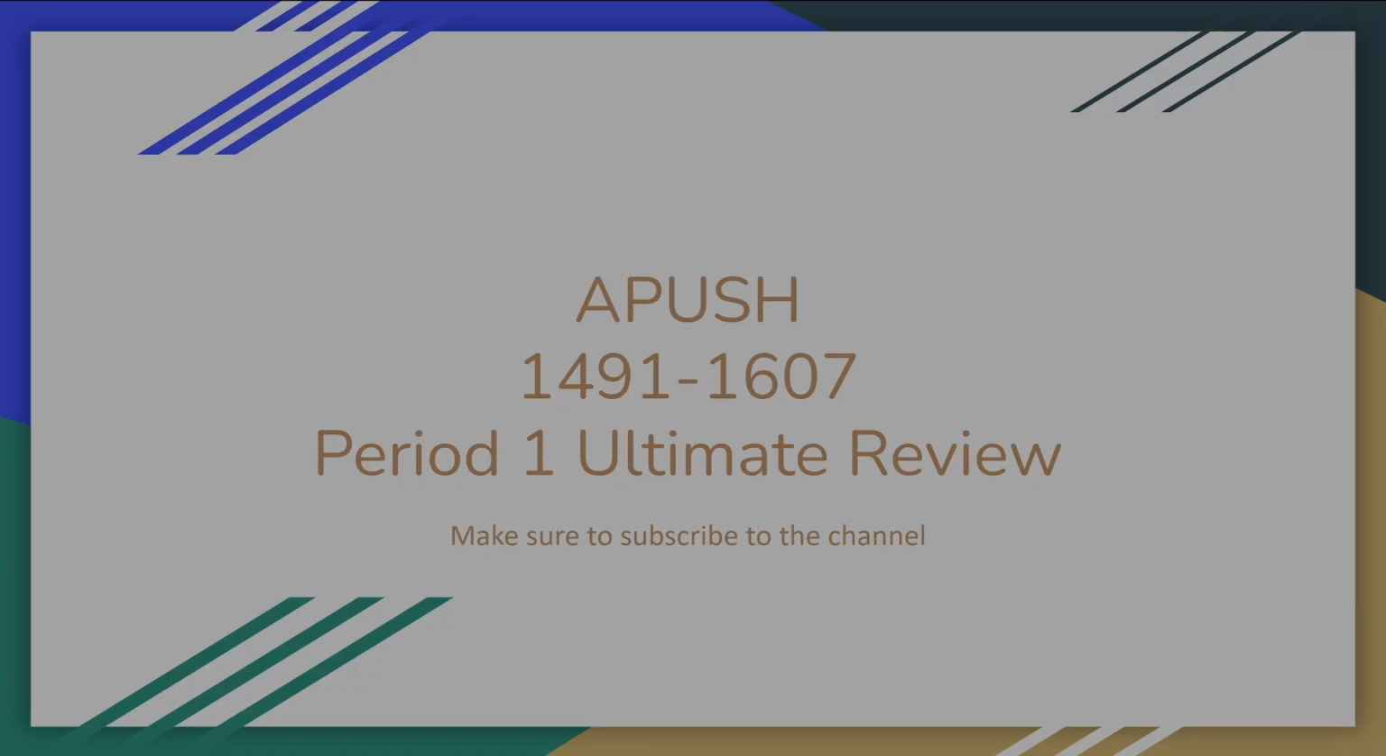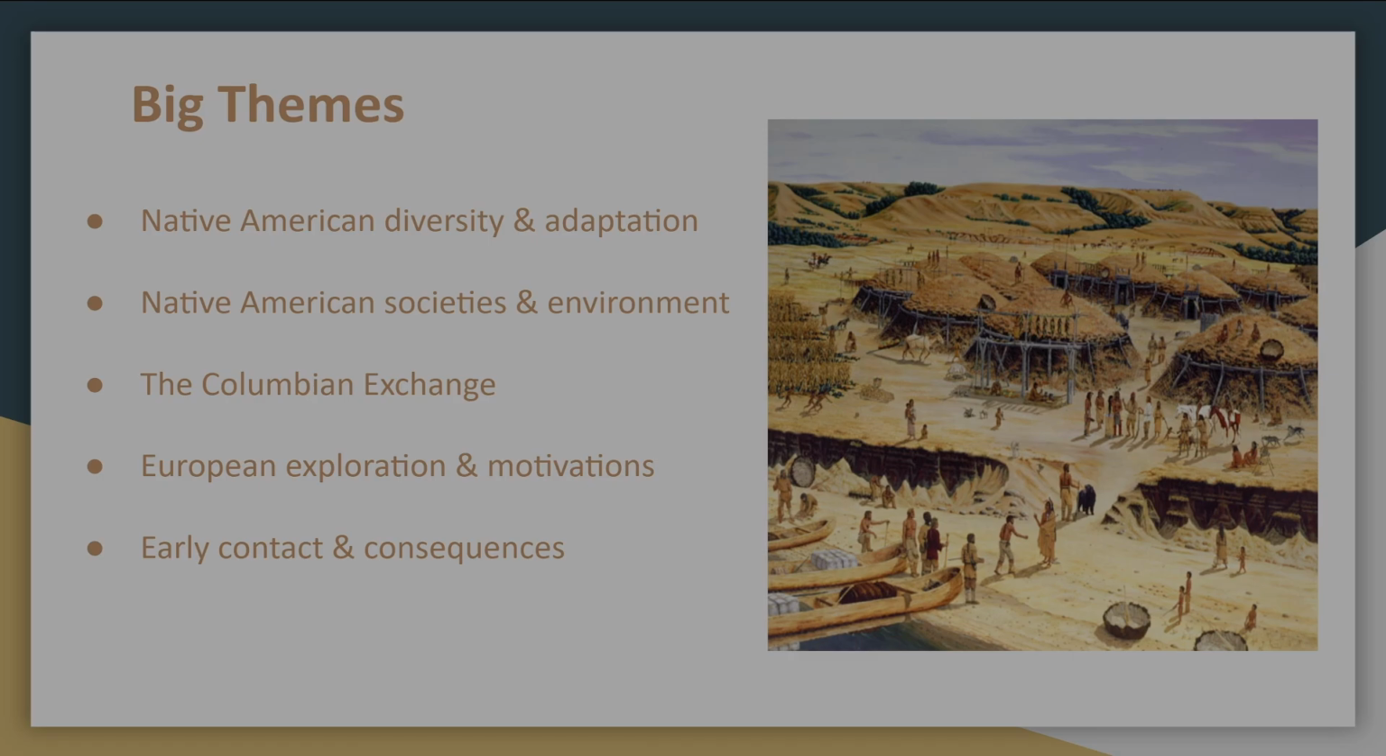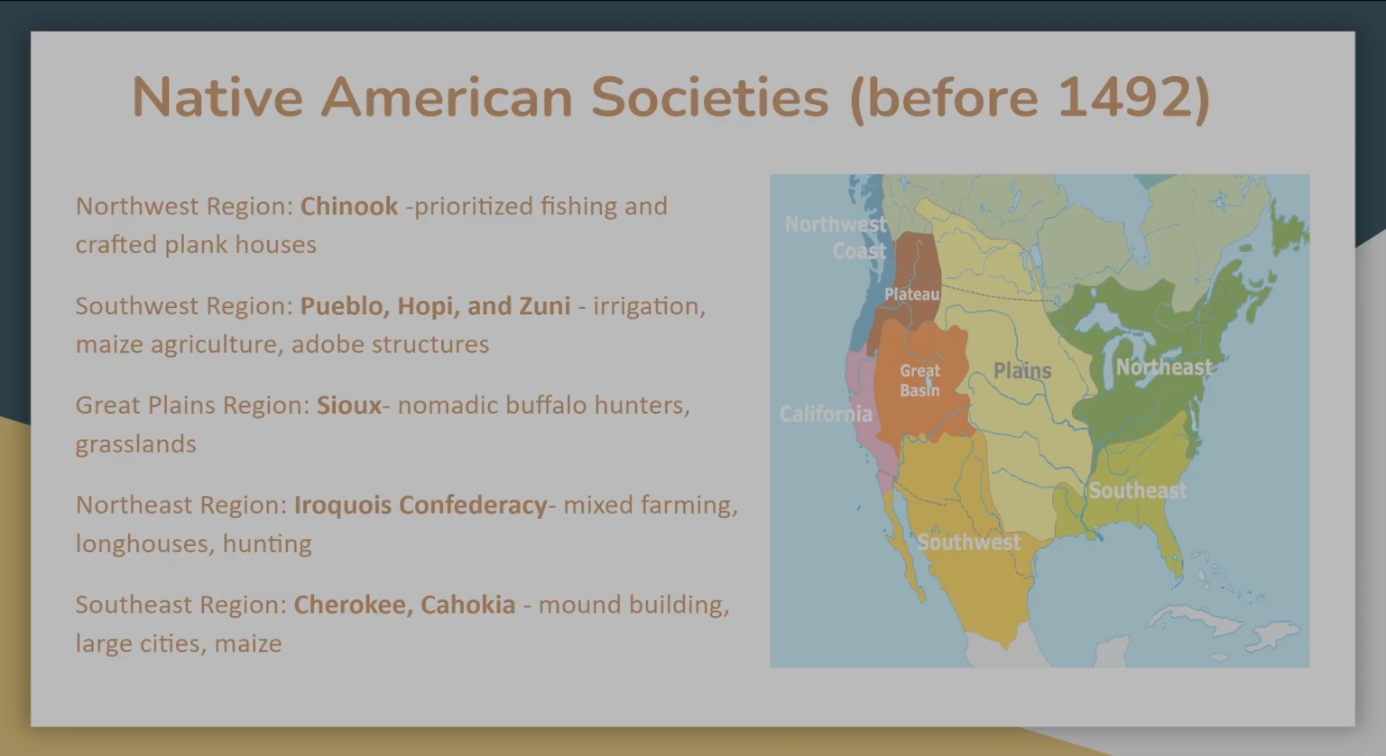So this period spans from 1491 to 1607. So let's get into it. Some of the big themes include Native American diversity and adoption, Native American societies and environment, the Columbian exchange, European exploration and motivations, early contact and consequences.